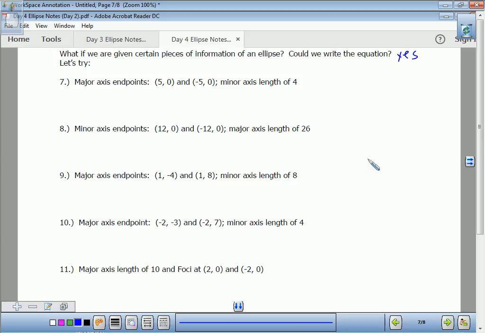All right, now I'll tell you what. I cannot do any of these without drawing a picture. I am an extremely visual learner. If I don't see it, I have no shot. So for every single one of these, the first thing I will do is sketch it. This says the major axis endpoints are this and this. So I'm going to real quick, right over here, sketch a terrible looking coordinate plane. And I'm going to put the endpoints of my major axis right here and right here.